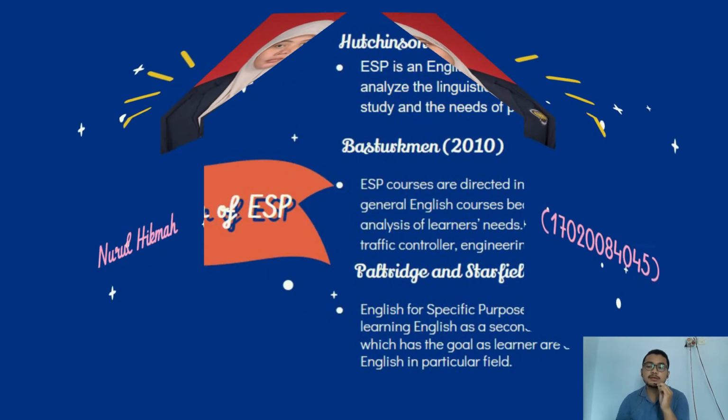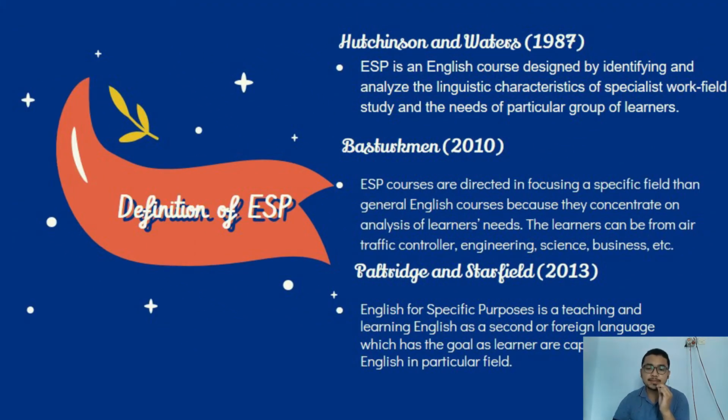Start with the definition of English for specific purpose. Why do we have to learn about ESP? Because in some situations, English is to be learned by non-English learners. That is said by Hutchinson and Waters, 1987. The definition of English for specific purpose is an English course designed by identifying and analyzing the linguistic characteristics of specialist work, field of study, and the needs of a particular group of learners.